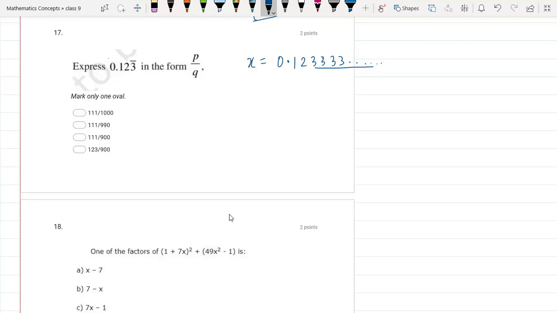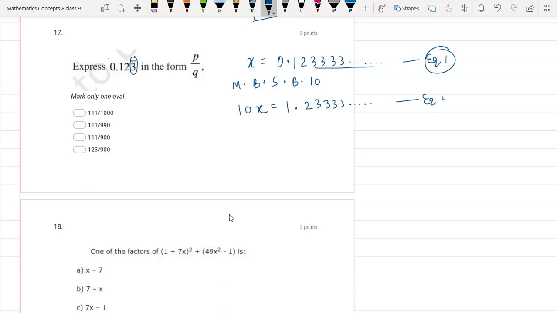To get rid of the tail, I told you to multiply with either 10, 100, 1000, whatever you want. But the rule that we use is we see on how many digits the bar is kept. If you see the bar is only on one digit, so we will go with 10. We multiply both sides by 10. So what will we get? 10 into x. When we multiply by 10 on this side, this one will come out. So 1.2333 and so on. Let's call it equation 1, and the other equation 2.